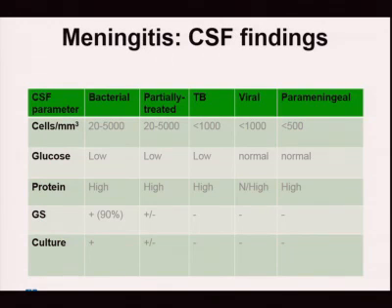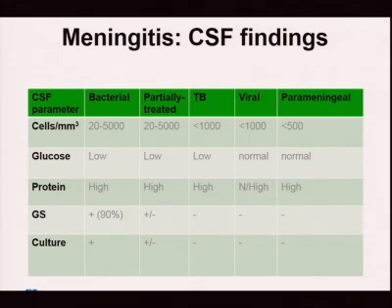So this gives us a good opportunity to look at CSF parameters in different types of infections. You have bacterial, partially treated, TB, viral, and parameningeal. The number of cells, as you can see, there's great variation, but in general, much higher with bacterial. Usually doesn't change much with partially treated meningitis. And then with TB and viral, it's usually going to be lower. And with a parameningeal focus, such as a brain abscess, it's also going to be lower.